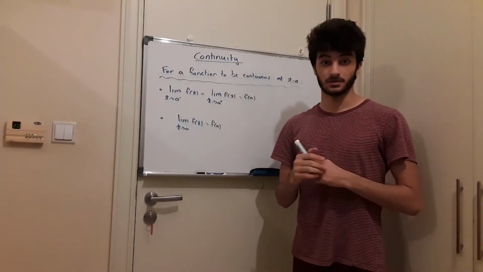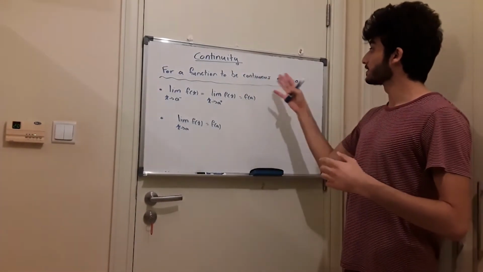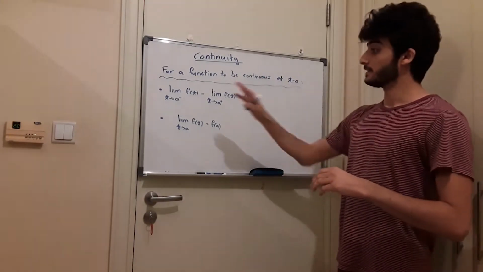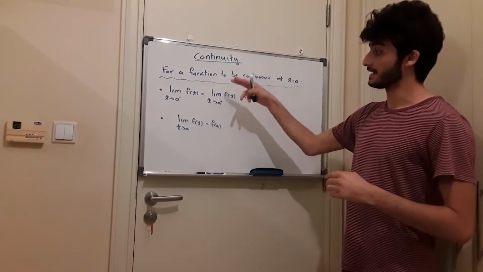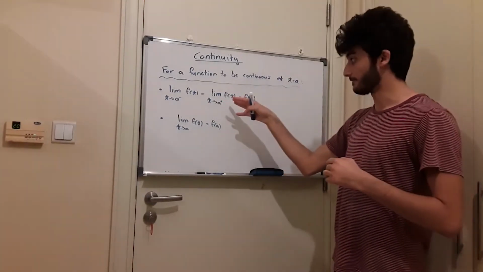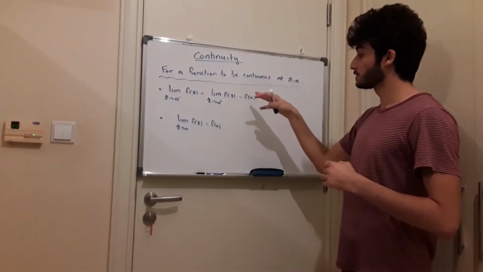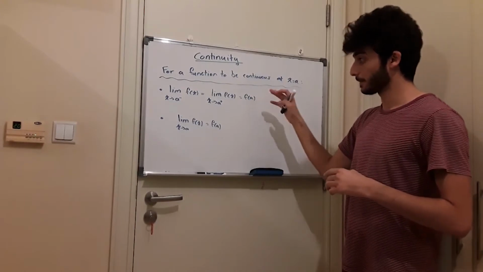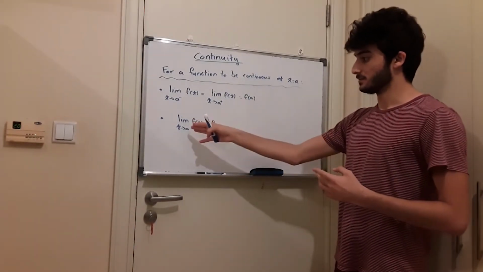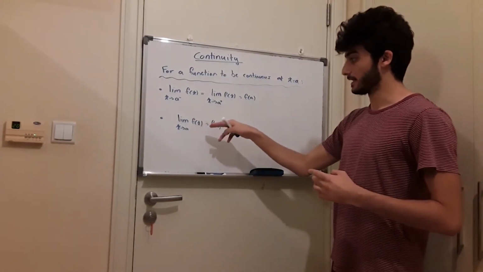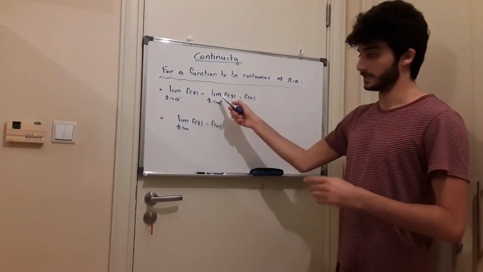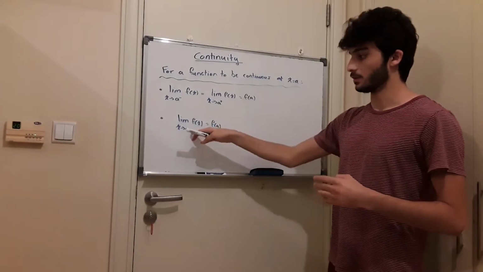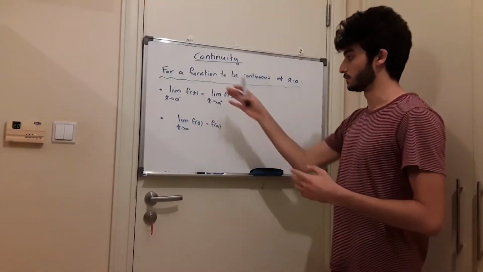So now let's talk about continuity. For a function to be continuous at x equal to a, the limit as x approaches a minus of f(x) should be equal to the limit as x approaches a plus of f(x), and these all should be equal to f(a). This could be written as the limit as x approaches a of f(x) is equal to f(a), because if these two exist and are equal, then this also exists and is equal to these two.